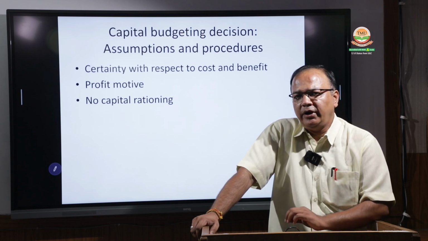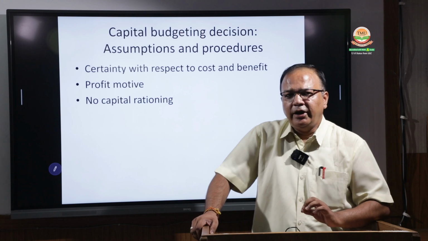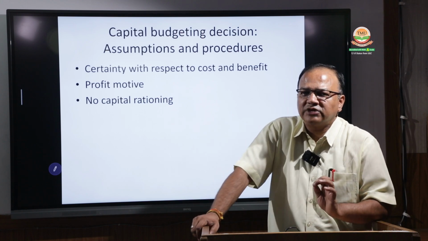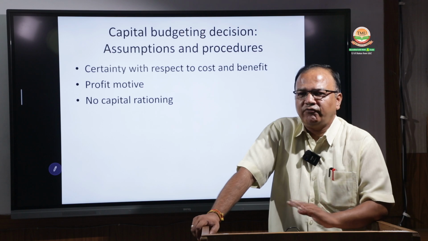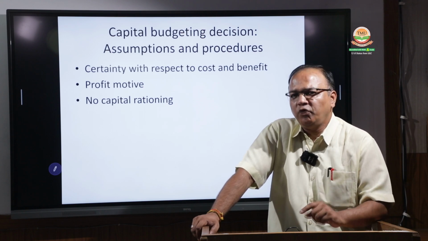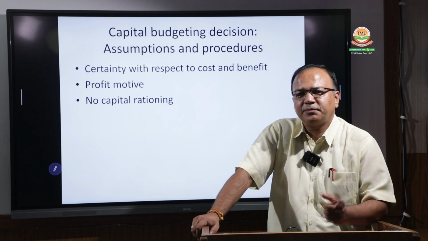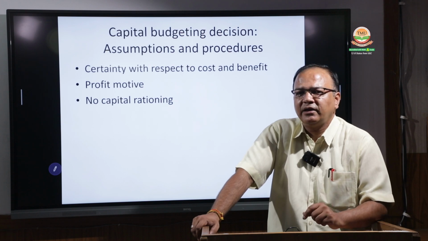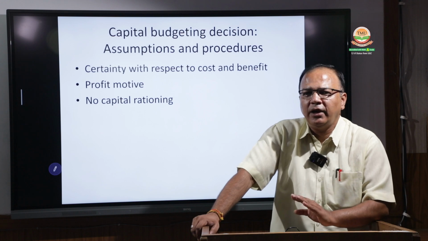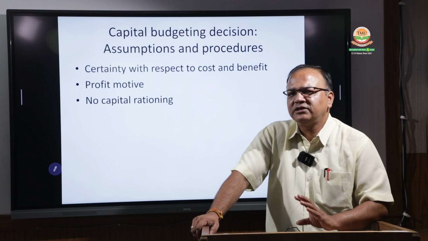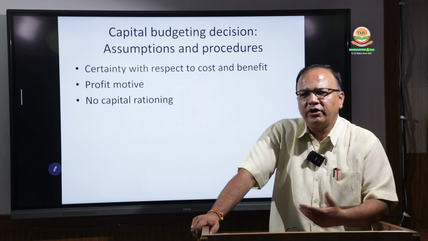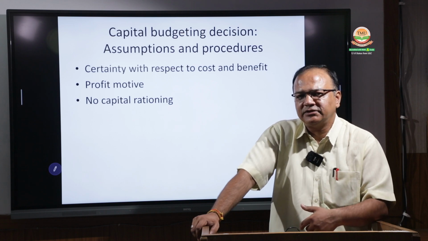It means it should be certain that if we are assuming that the revenue will be rupees 10 lakh and expenses will be rupees 5 lakh, it should be 10 lakh, it should be 5 lakh. There should not be difference in the amount of revenue and the amount of expenses.